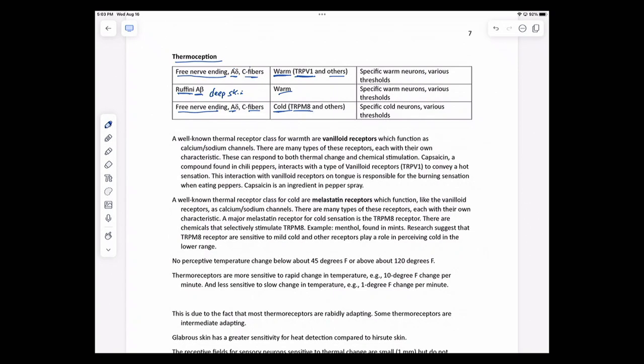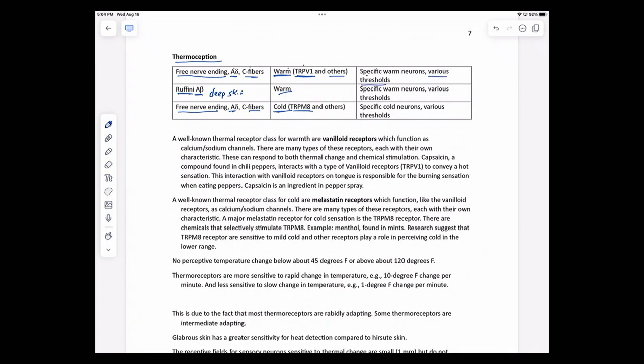Again, there are others, but the TRPM8 is one that's pretty well characterized. Now, when you're talking about whether it's warm or cold, and you have these receptors that are responsive to temperature, it's not that you just simply have one set of warm neurons and one set of cold neurons. Within the set of warm neurons, or neurons that are designed to detect warmth, you have a heterogeneous group there. They all have various thresholds.